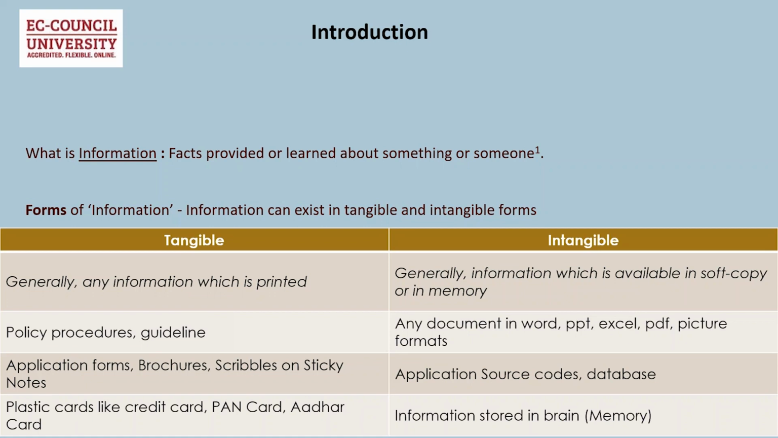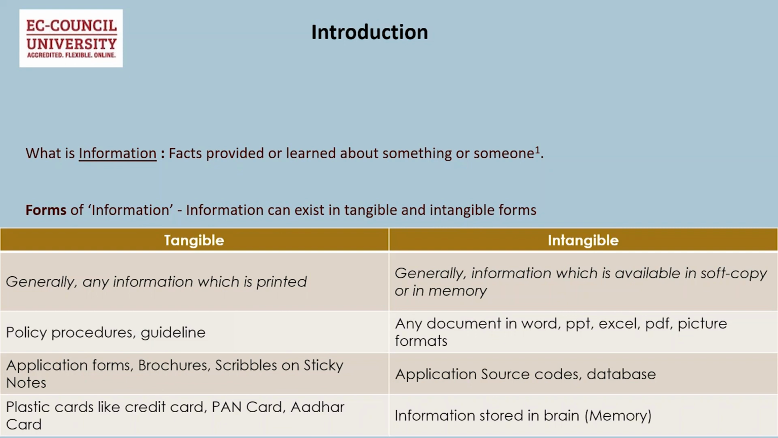The tangible ones are something that we normally print, something which is like a guideline or a policy or a procedure. It could be an application form, it could be a brochure, even whatever we scribble on a sticky note as preparation, as class notes, can also be tangible information. Then we have plastic cards like credit card, PAN card, Aadhaar card. These are all tangible information.